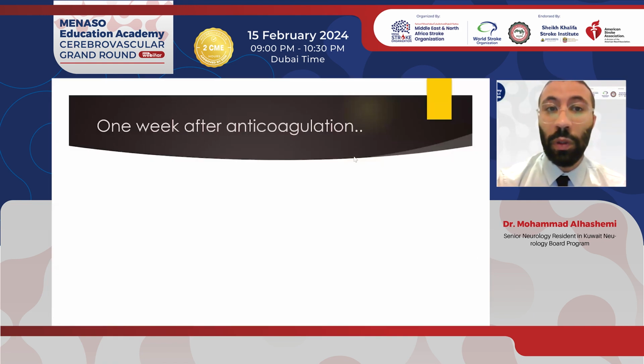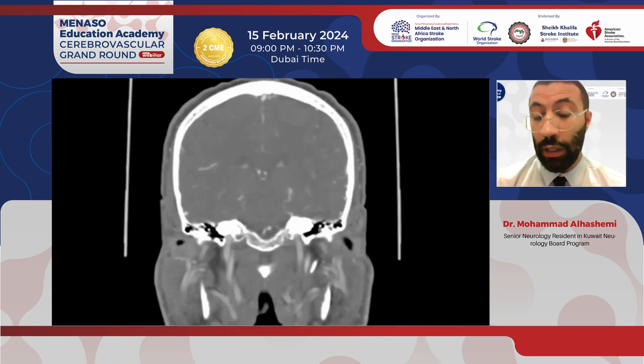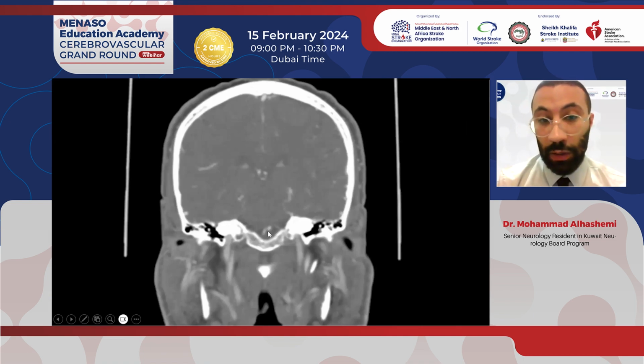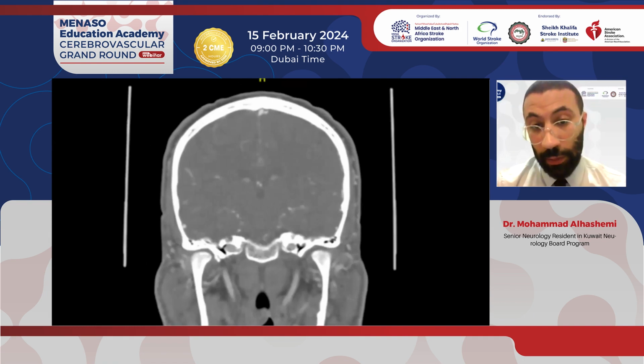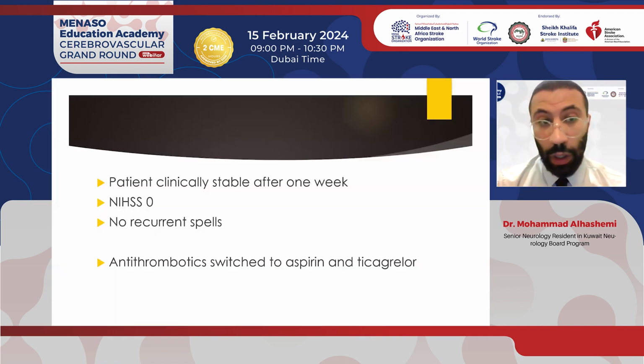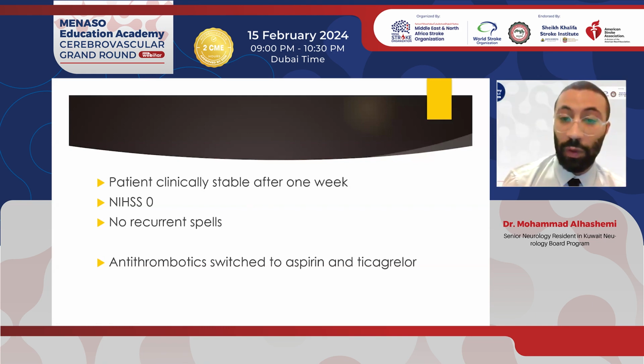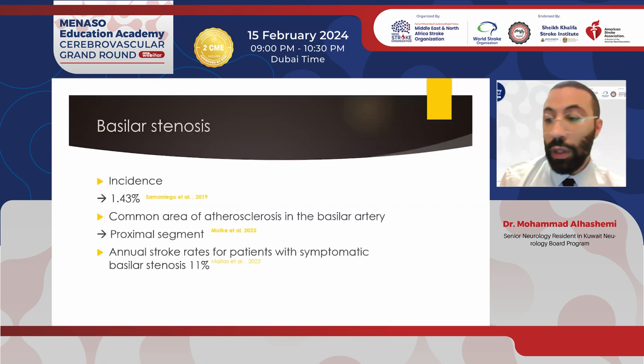So the patient was started on anticoagulation. After 1 week of anticoagulation for plaque stabilization, we repeated a CTA for the patient, and the patient was stable, non-symptomatic. So after the patient being stable for 1 week, and his NIHSS was actually 0 and he didn't have any recurrent spells, the antithrombotics at that time were switched to aspirin and ticagrelor.